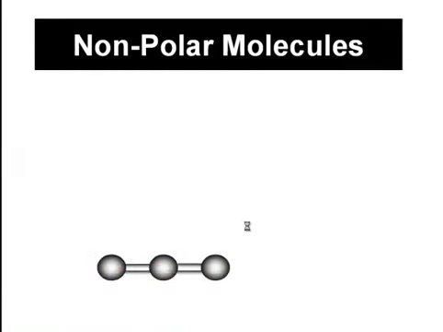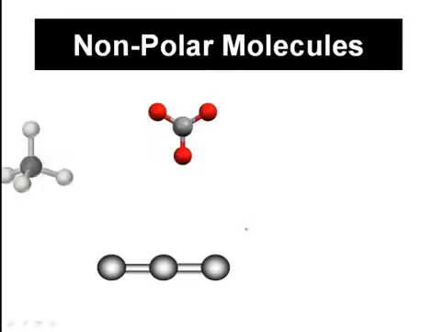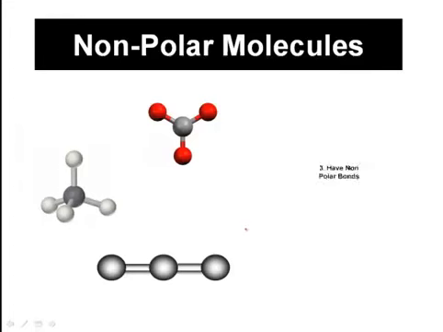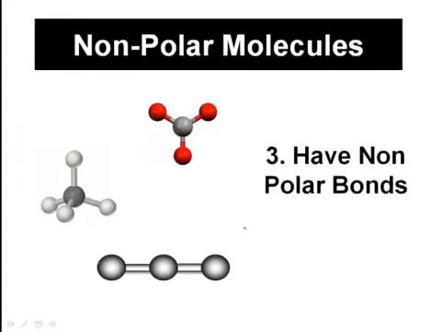Last way that you can actually be a non-polar molecule, simplest way of all time, well, if you do not have at least one polar bond, if you are completely constructed of nonpolar bonds so that you have no charges whatsoever in your atoms, you are going to be a nonpolar molecule.